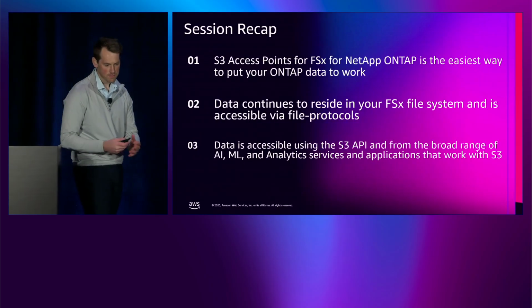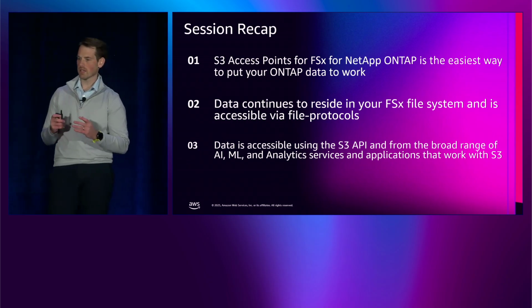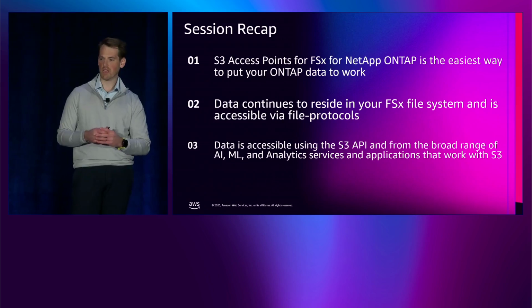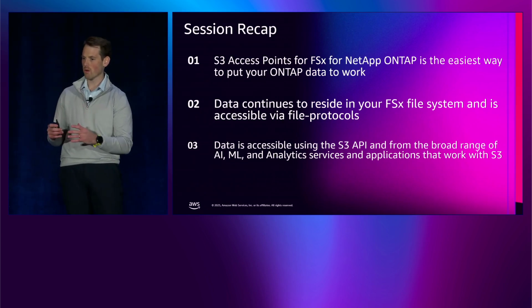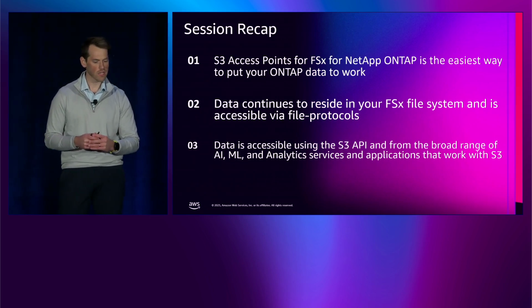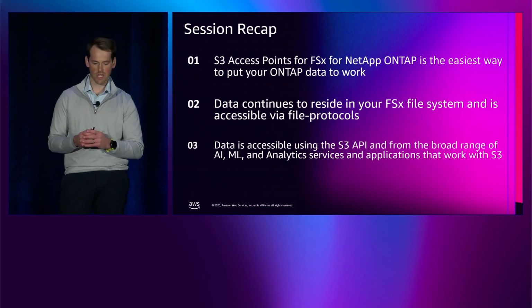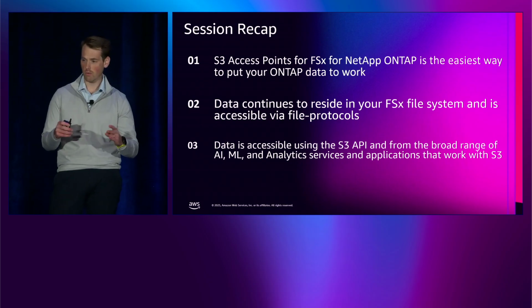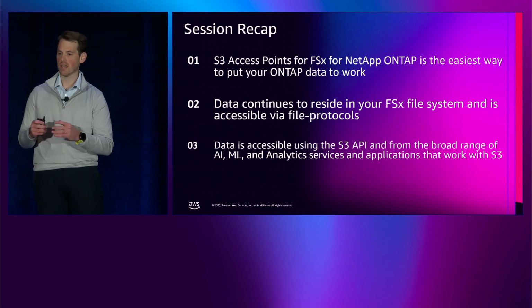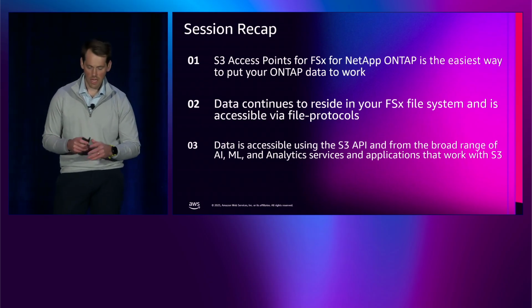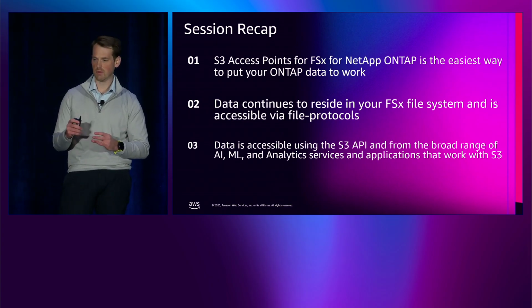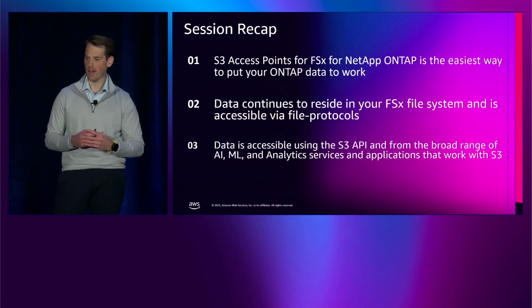So to wrap up, I want to cover a few big takeaways. First, S3 access points for FSx ONTAP is the easiest way to do more with your ONTAP data. Your data continues to reside in your ONTAP file systems and accessible via file protocols. No re-architecting, no data movement, no taking that data out of the file system. And now for the first time, that data is accessible via Amazon S3 using the S3 API and a wide range of AI, ML, and analytics services that work with S3.